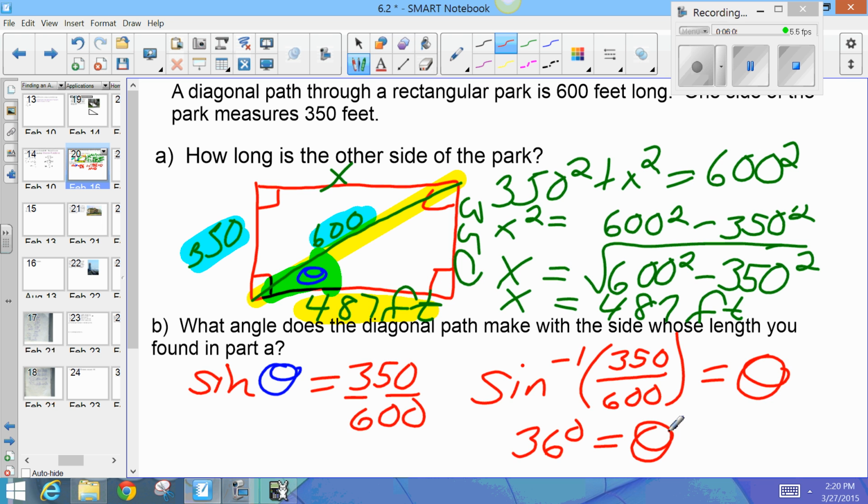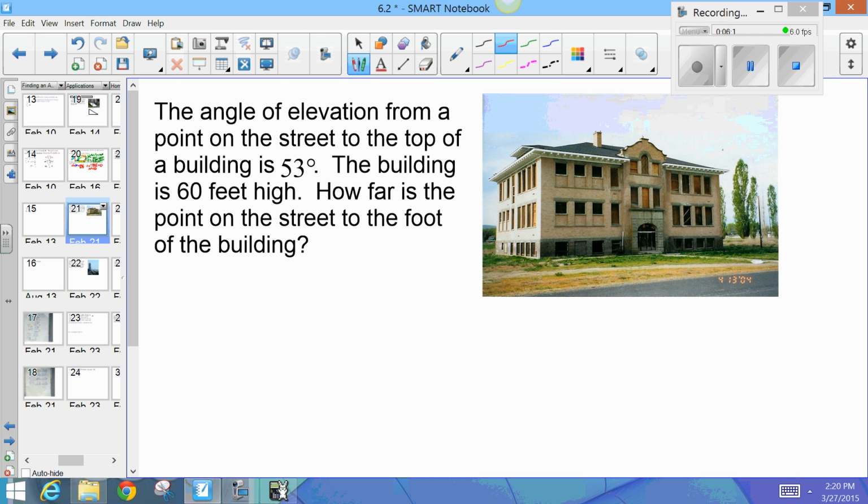Next. All right. The angle of elevation from a point on the street to the top of a building is 53 degrees. All right, here's something you need to know. I think this is the first problem where we're discussing angle of elevation.